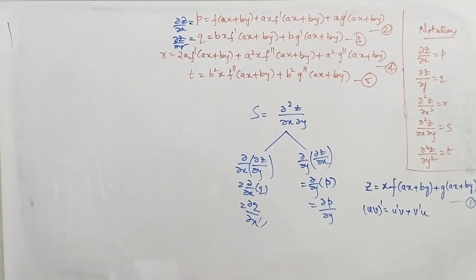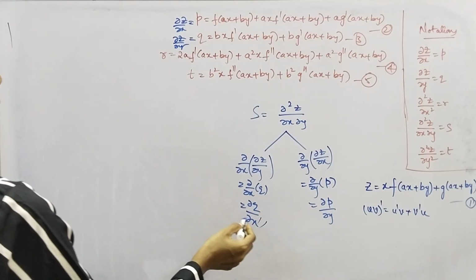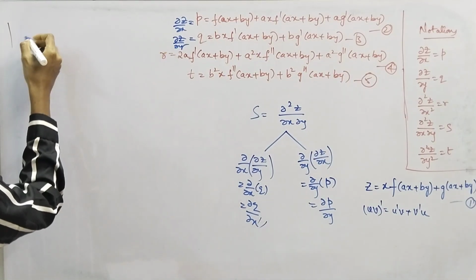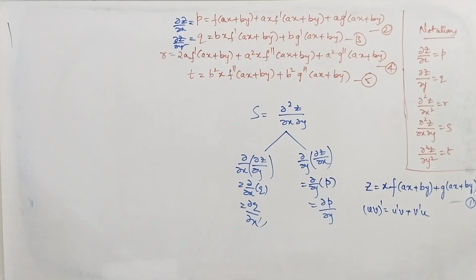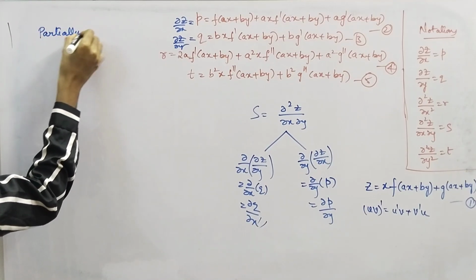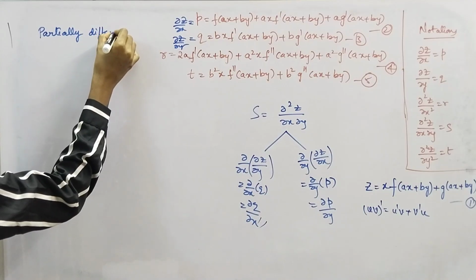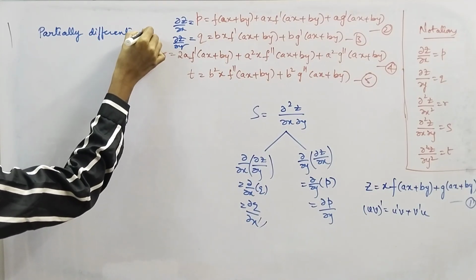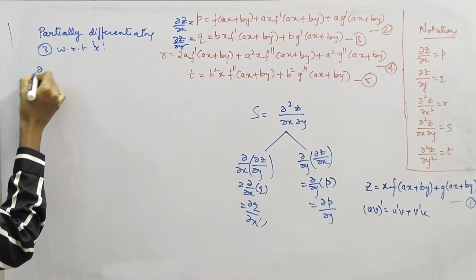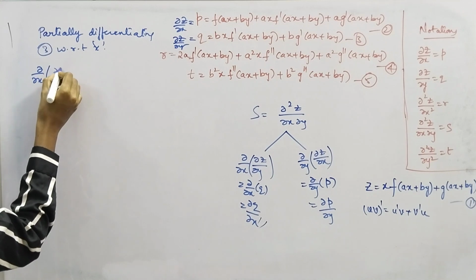I'm going to use this. I'll use the equation involving q. So partially differentiating equation 3 with respect to x. Just apply ∂/∂x on both sides of equation 3.